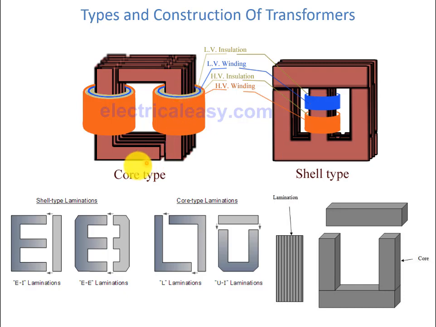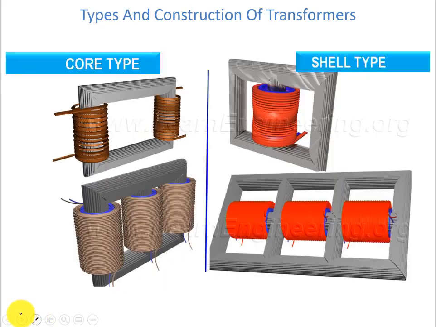So here we can see that in the core type, sometimes we use the low voltage and high voltage windings here, and similarly in the shell type, here we have the low voltage insulation, low voltage winding, high voltage insulation, high voltage winding, and all these things we can see here. Low voltage insulation, the blue one is the low voltage winding, and then the golden color is high voltage insulation, and then the orange is the high voltage winding. So here is another view of this core type and shell type transformers.